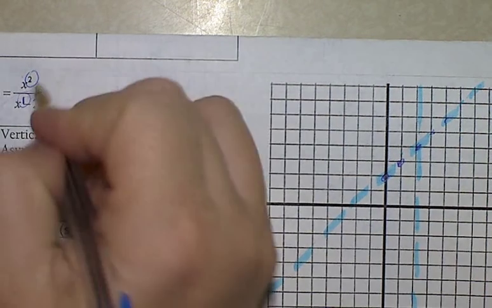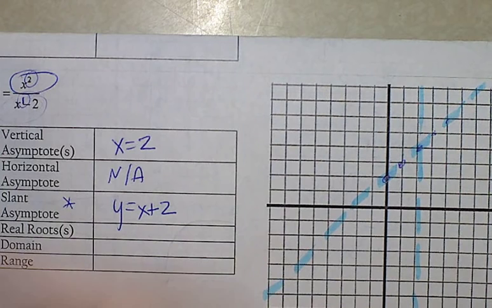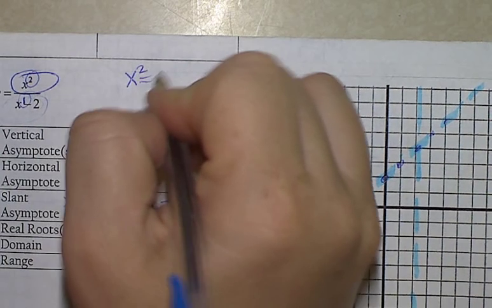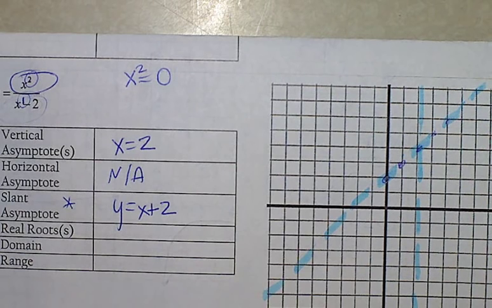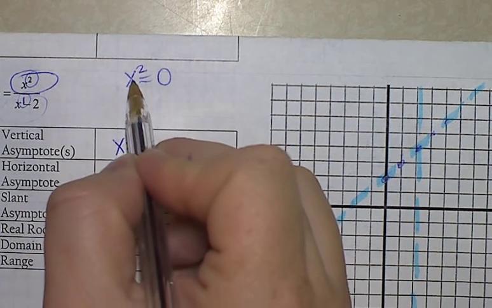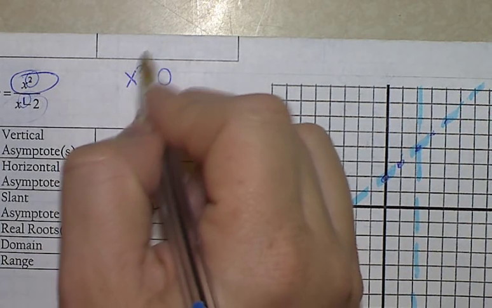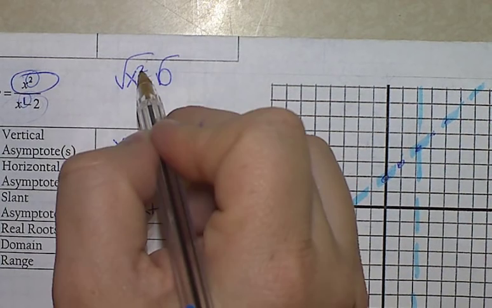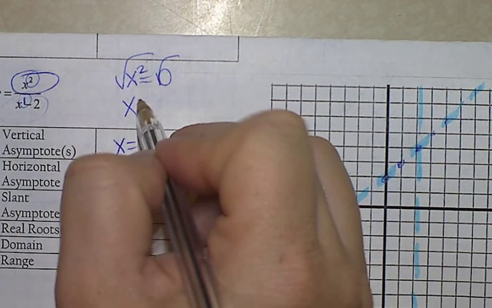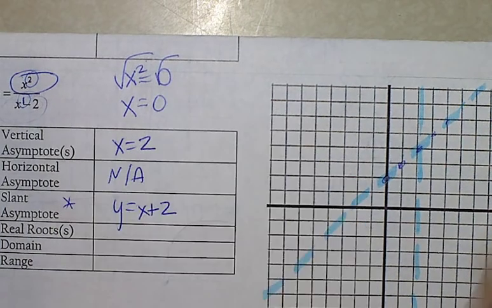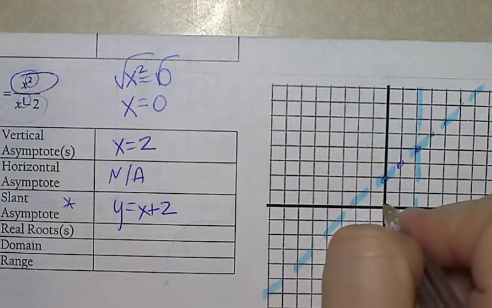Let's take this top number and set it equal to 0 and solve. We don't have to plug it into the calculator right now because we can do this mentally. Okay, ready? Let's solve for x. Take the square root, get rid of the square. I'm going to square root both sides. This says there should be 2 answers, but the square root of 0 only has 1 answer, which is 0. So I'm going to go to 0 on the x-axis and make a dot.